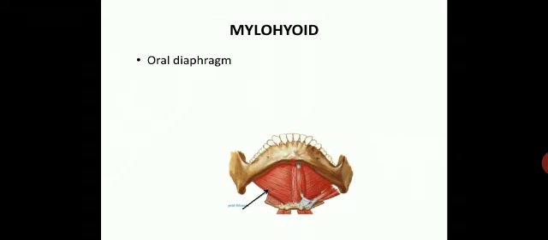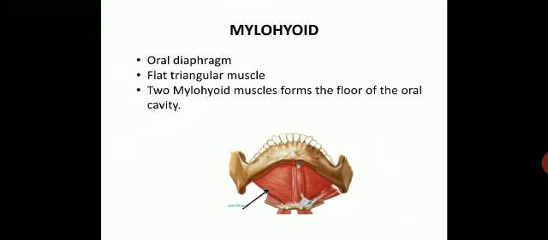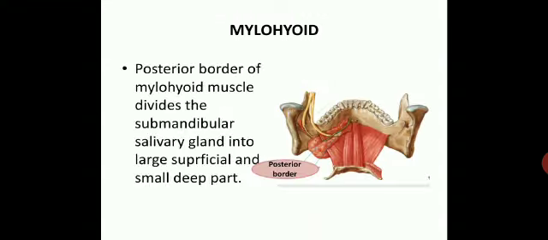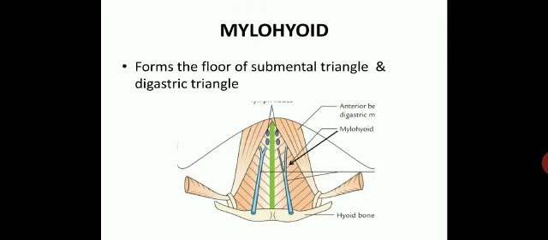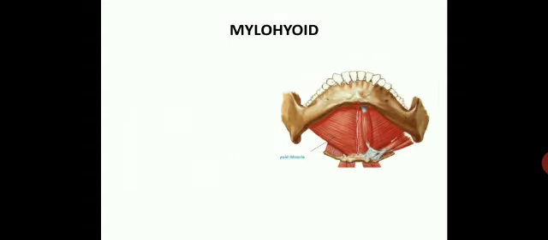It is also known as the oral diaphragm. It is a flat triangular muscle. The two mylohyoid muscles form the floor of the oral cavity. So it is also known as the oral diaphragm. Its posterior border divides the submandibular salivary gland into a large superficial and a small deep part. And also it forms the floor of the submental triangle and part of the floor of the digastric triangle.